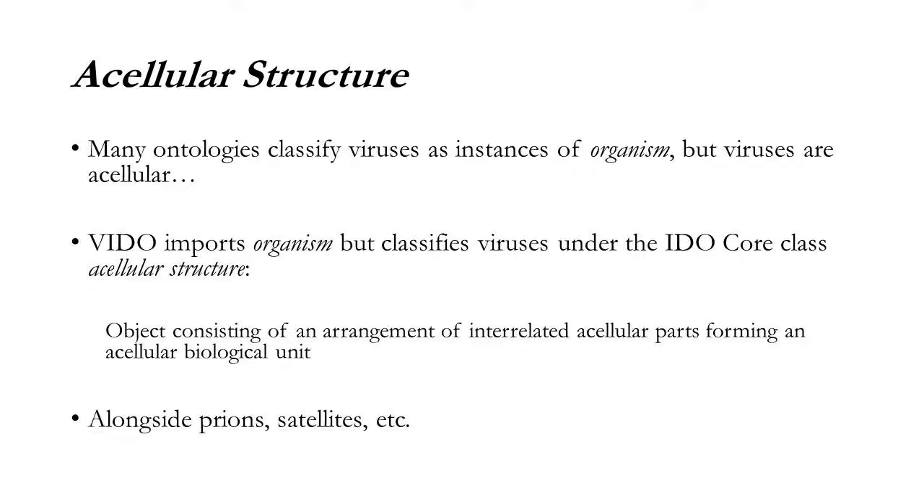Acellular structure, what is this? So many ontologies classify viruses as instances of organism, a term imported from the OBI. But viruses are acellular, and the definition of organism strongly suggests that instances have cells. So VIDO does import organism, but it classifies viruses under an IDO Core class, acellular structure, which was developed to avoid this issue. Here's a definition: an object consisting of an arrangement of interrelated acellular parts forming an acellular biological unit. This class includes not only viruses, but also prions and satellites and viroids.